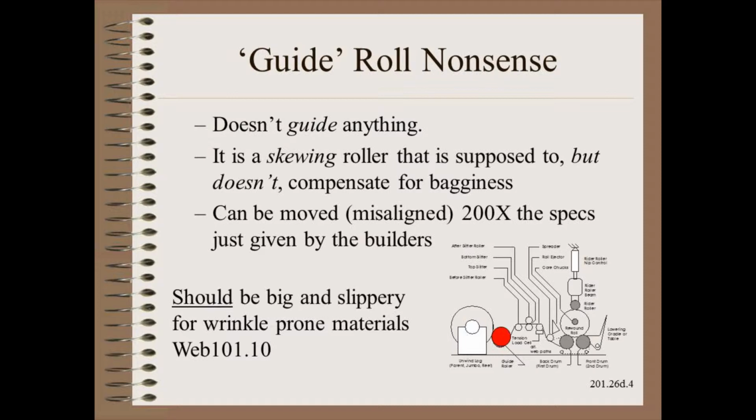Also, while we are on the subject of guide rollers, we know from the web handling principle called flattening that this first roller after an unwind should be big and slippery if the web is wrinkle prone. This is not always done by paper machine builders on vertical slitter sections and is rarely done elsewhere, even though sound principles and experience teaches us that big and slippery can be especially helpful here, as we learned in Module 10 of Web 101.